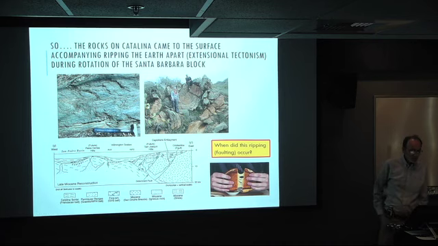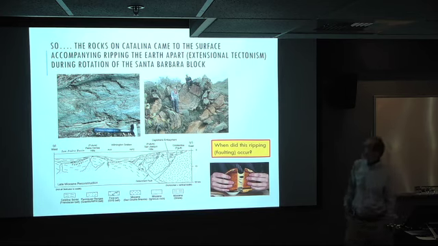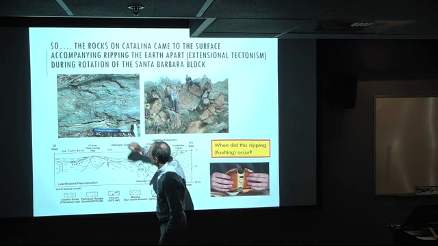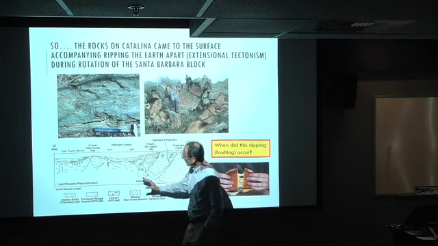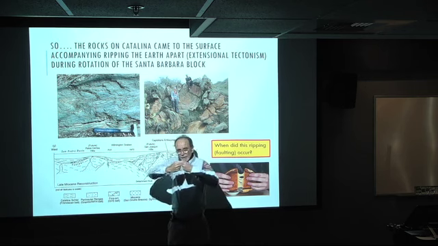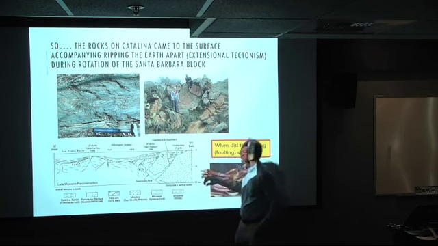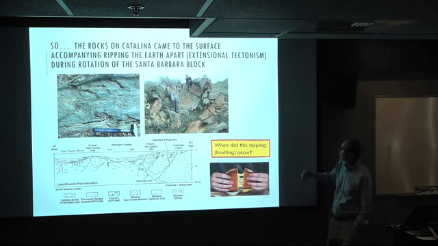So the rocks in Catalina came to the surface accompanying ripping the earth apart, extensional tectonism, during rotation of the Santa Barbara block. All right, so here's the rocks in Catalina, the blue schists, and the argument is they're being brought to the surface by the earth being pulled apart during the rotation of the Santa Barbara block. We all good on that?